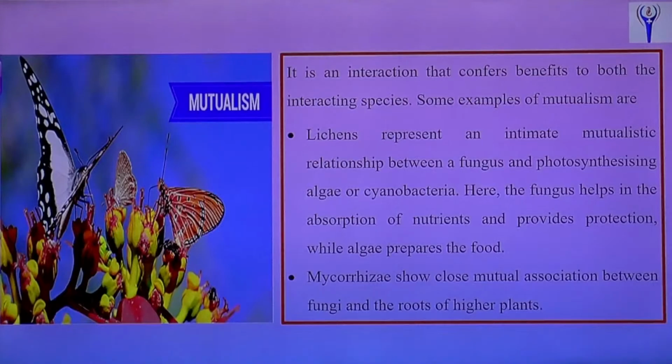Both are being benefited; it represents an intimate mutualistic relationship between a fungus and a photosynthesizing algae or cyanobacteria. Hence, here the fungus helps in absorption of nutrients and provides protection, while algae prepares the food. Another example is the mycorrhiza, which shows a close mutual association between fungi and the roots of higher plants. Any doubts?